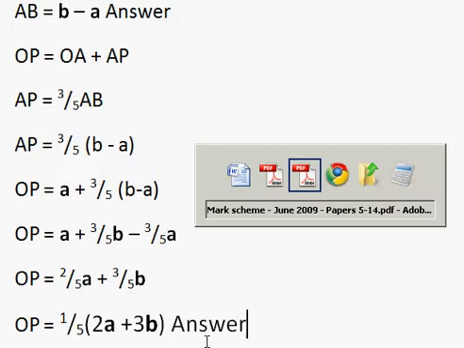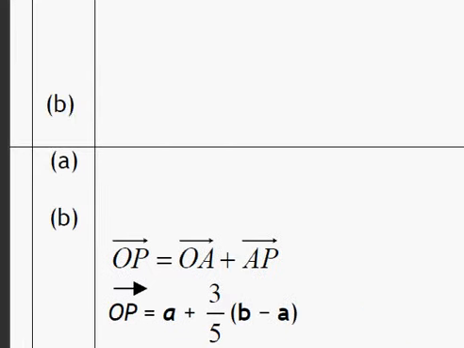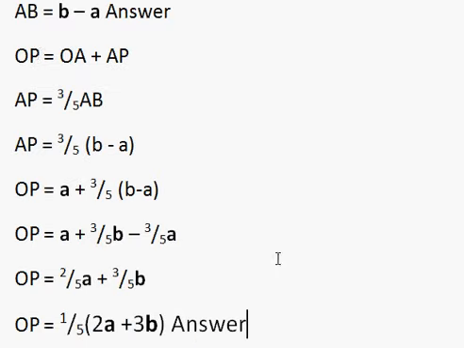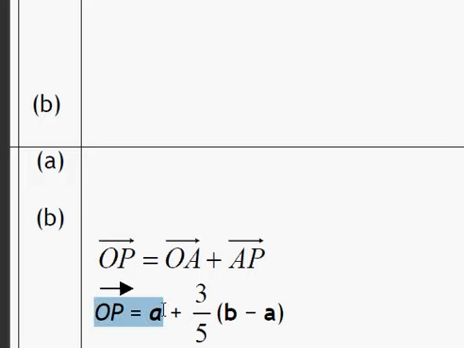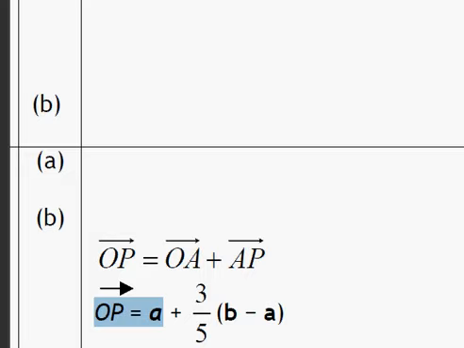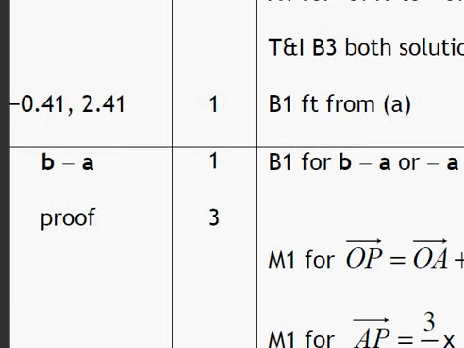Woohoo! Let's just check the mark scheme. Hopefully I got this correct. This was part b, of 16. OP equals OA plus AP, that's what I did. OP equals a plus 3/5 of b minus a. Yeah, that's what I did. AP equals, okay, yeah, plus a, yep. And yeah, proof. Give yourself 1 mark.